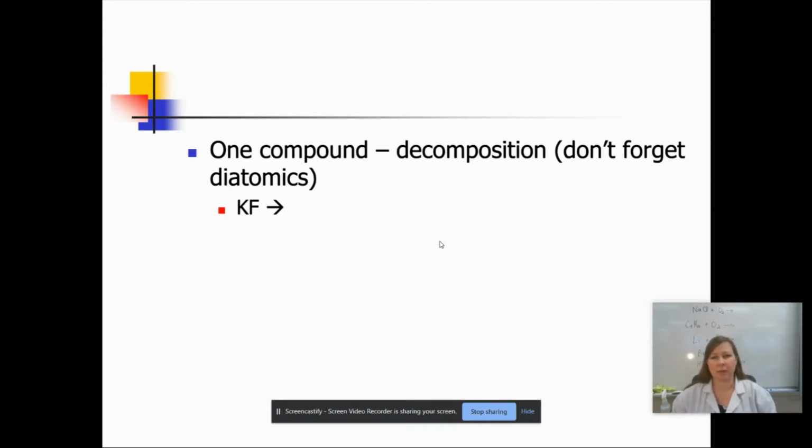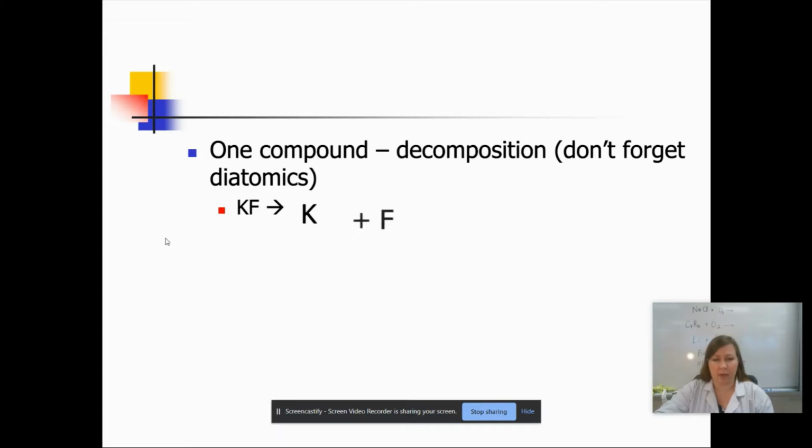Decomposition tends to happen when you heat a compound up to a high temperature or run electricity through it or something like that. Most compounds don't decompose on their own, but sometimes they do over long periods of time. So in this case, our compound, KF, is going to split into K and F. That's pretty simple, right? But there's a little something you need to remember.